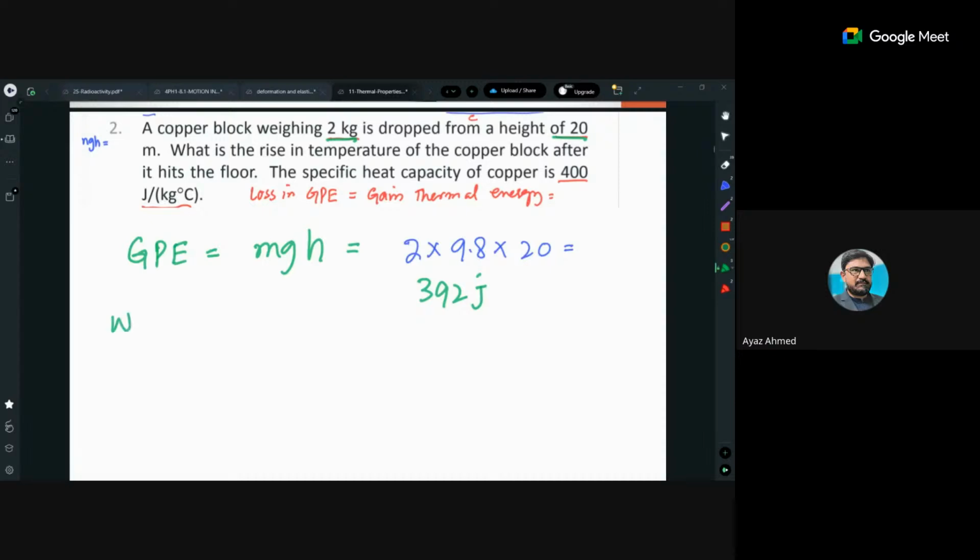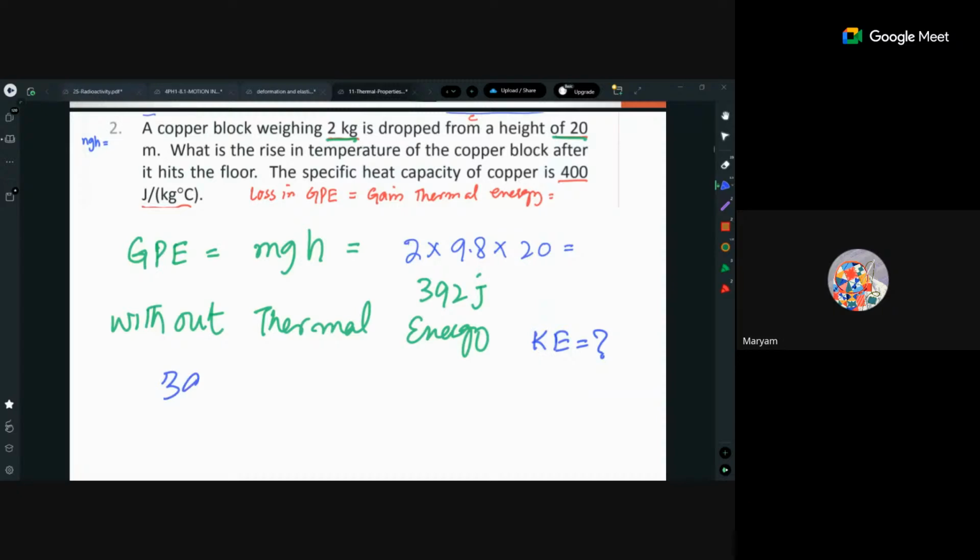Now, if there is no energy lost in terms of heat, what would be its kinetic energy? Calculate the gain in kinetic energy. That will be the same, 392 joules is the kinetic energy.